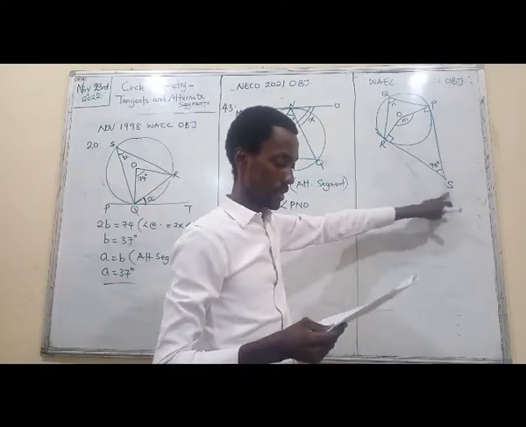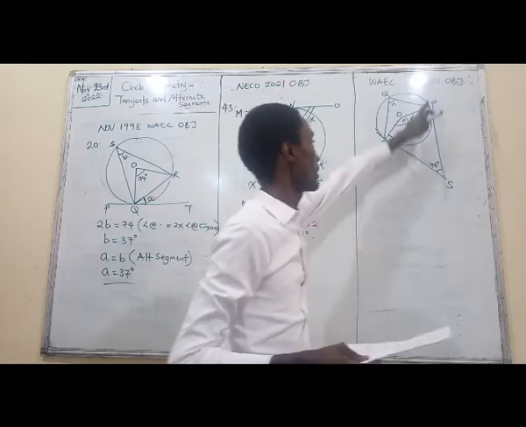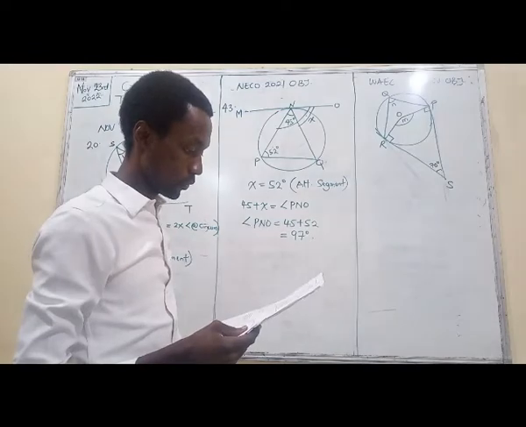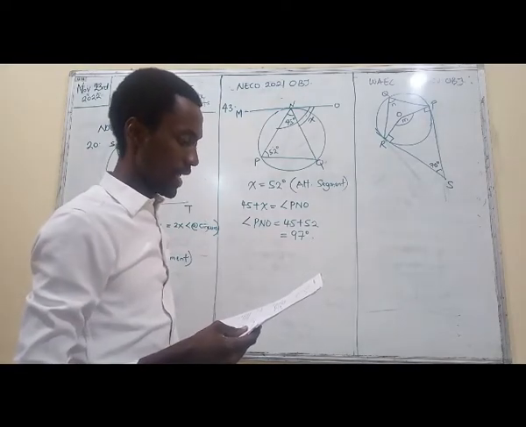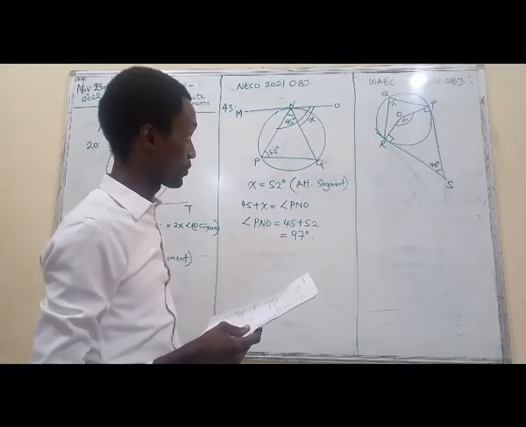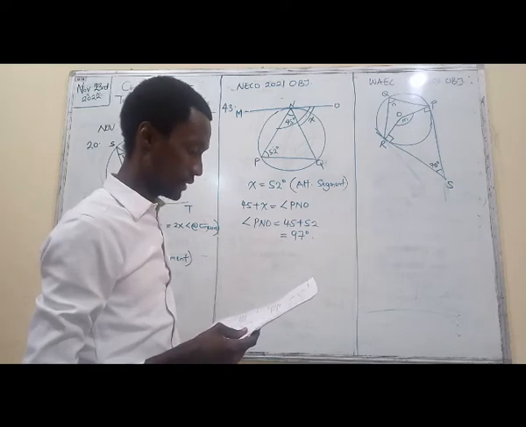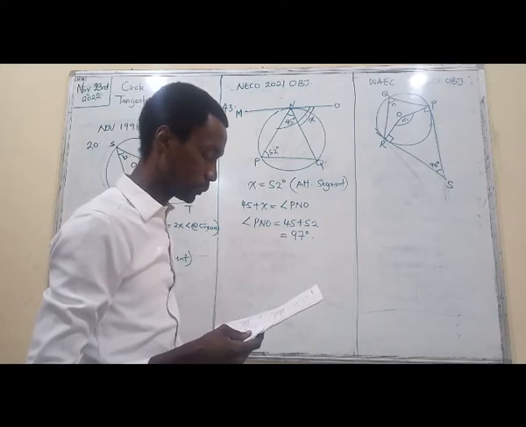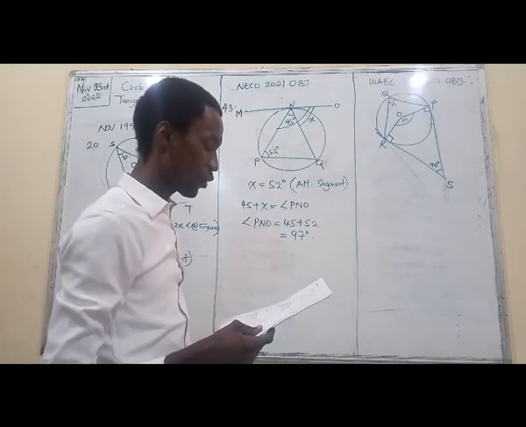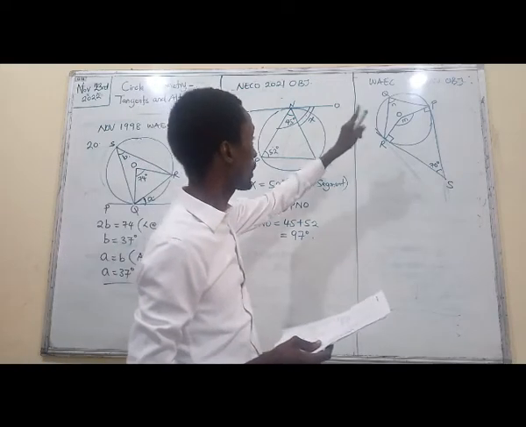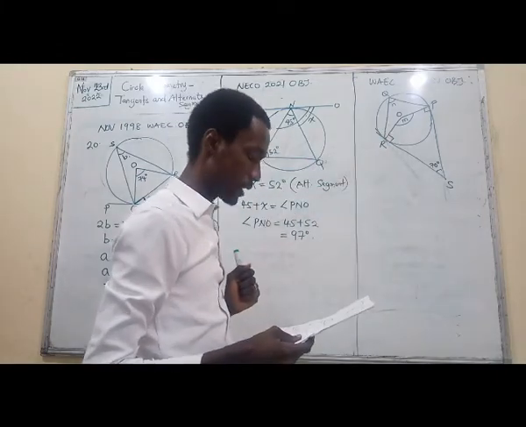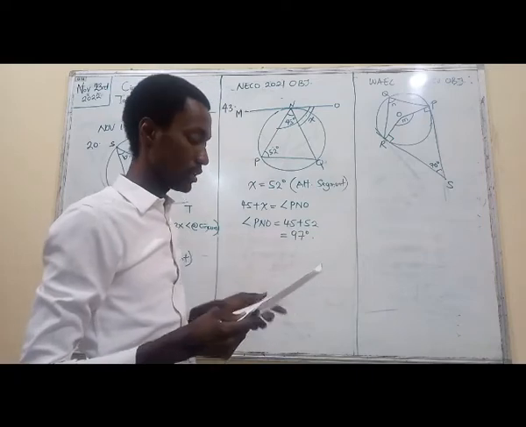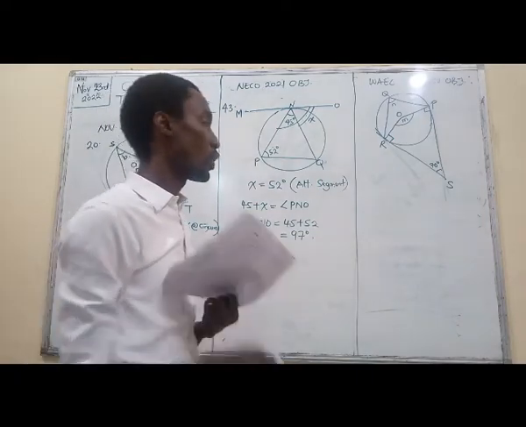PS, ROS, these are tangents meeting at an external point O. Angle PSR is 70 degrees, and angle POR is N, and PQR is what? N. So what are we going to do?